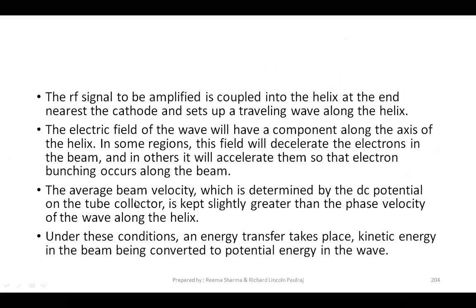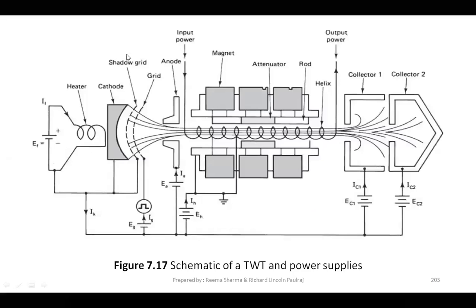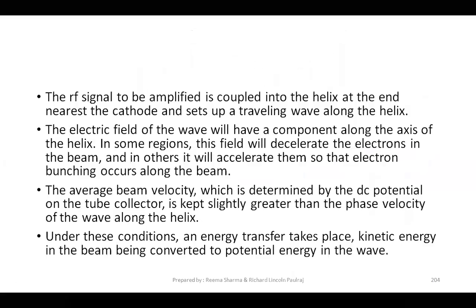Okay. So the average beam velocity is determined by the DC potential. Okay, so however much potential that you are giving, accordingly it starts functioning. Okay, so you can see that there is a DC potential at every point, at the initial point, then here at the grid, then here for the anodes. Okay, so you can see that there's a DC potential everywhere, so you have them in control.